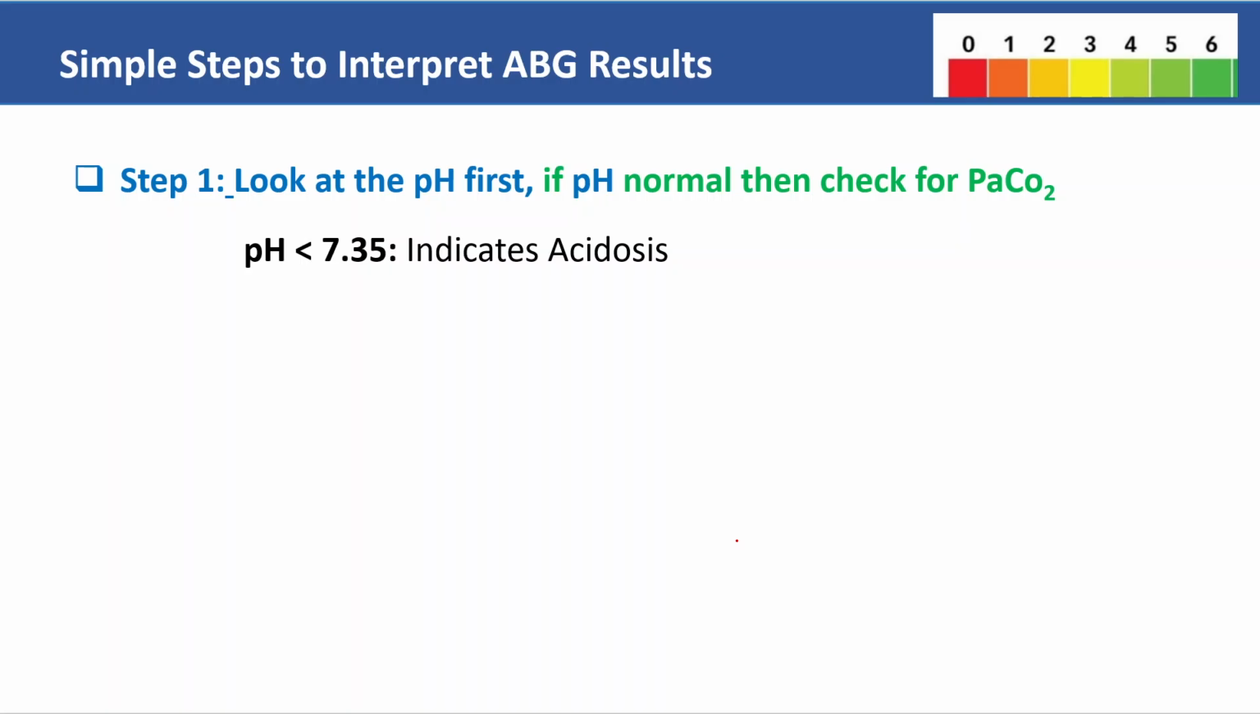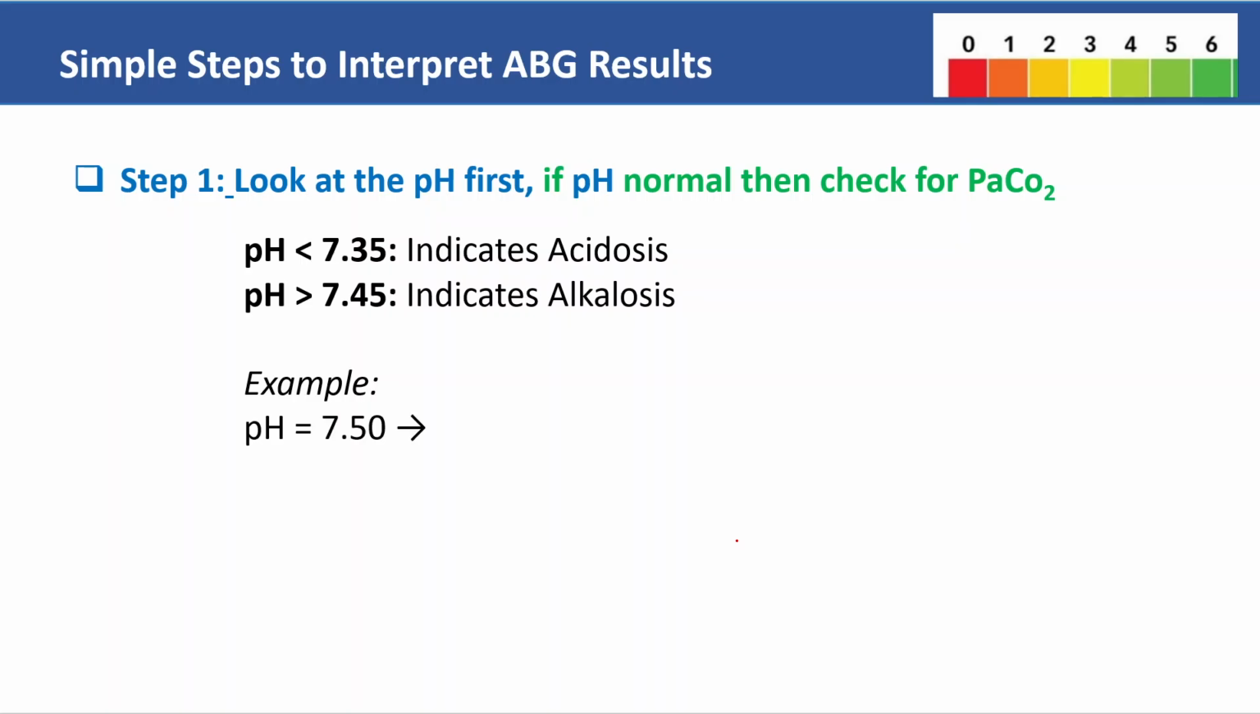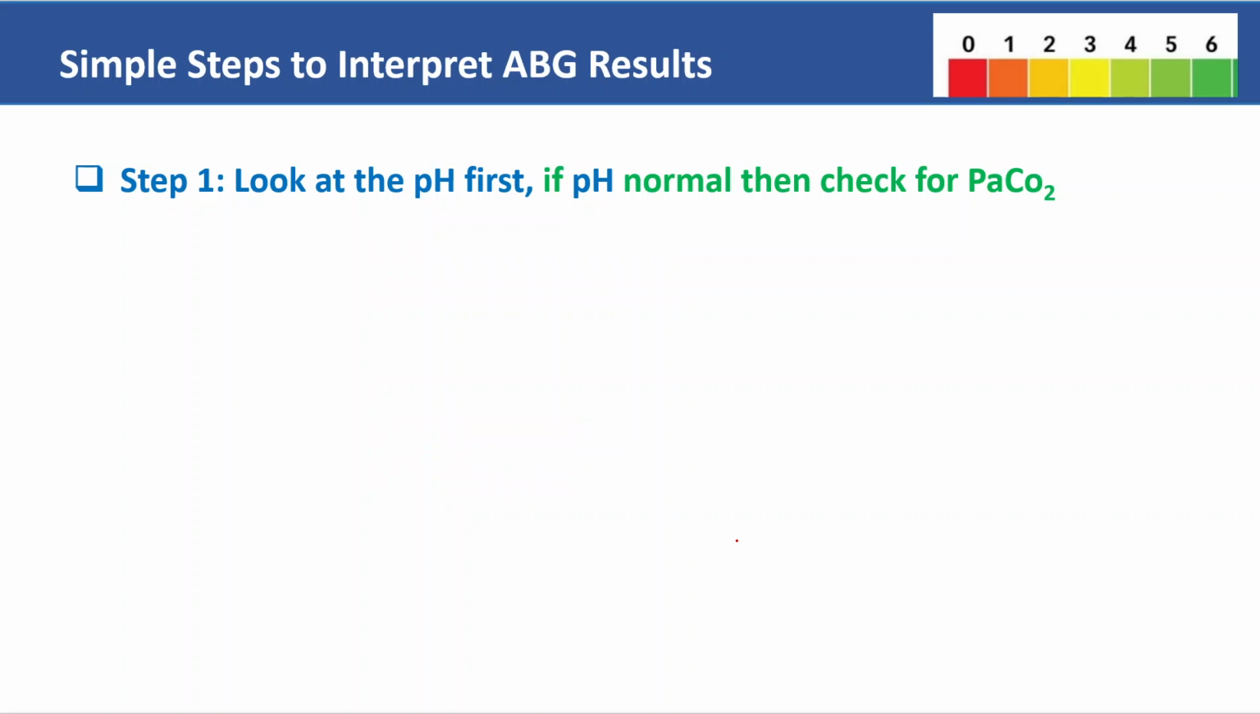If the pH is less than 7.35, it indicates acidosis, and if it is more than 7.45, it indicates alkalosis. Example: if the pH is 7.50, it means it is alkalosis, and if it is 7.32, it means it is acidosis. Imagine if the pH is normal, then how will you be able to check whether the given statement is acidosis or alkalosis? So we have to check for PaCO2.